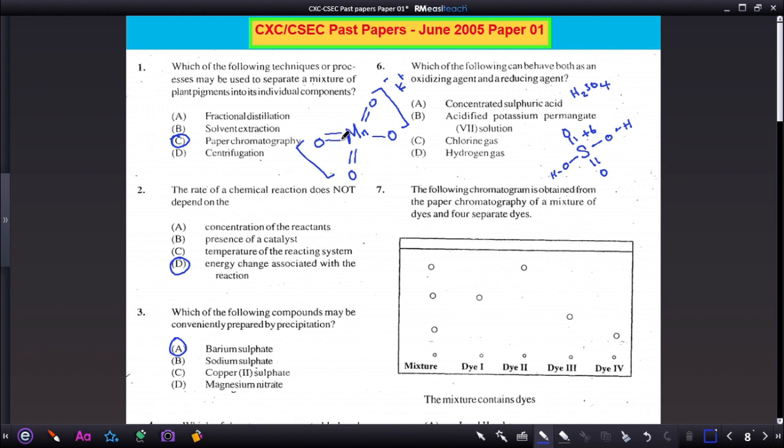Manganese has a +7 oxidation number, and in this case manganese has reached its maximum oxidation number, which is +7. It cannot lose any more electrons, so it is unable to act as a reducing agent in this case. It can only act as an oxidizing agent.